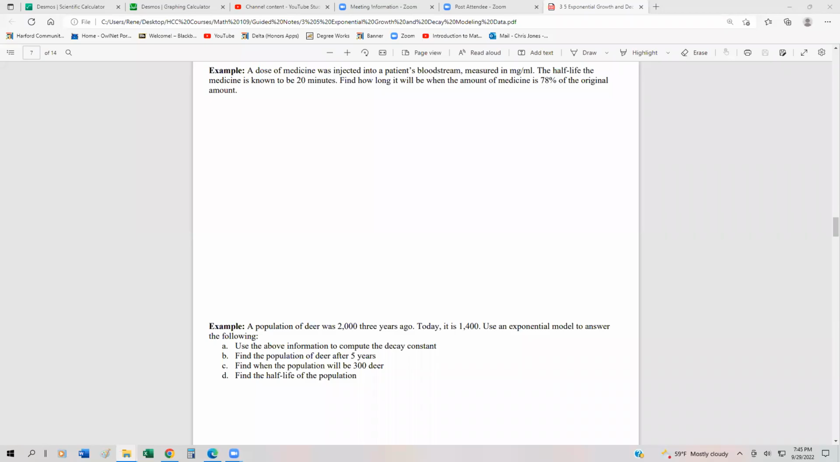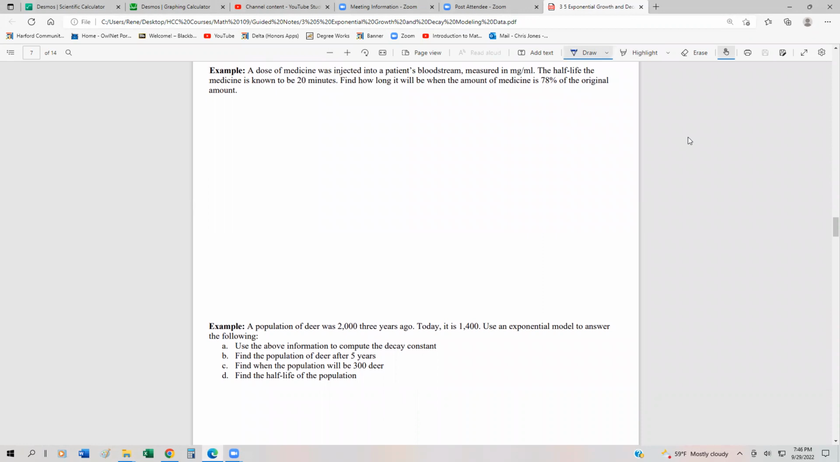A couple more examples of using half-lives and also decay modeling. We have a dose of medicine. It was injected into a patient's bloodstream, measured in milligrams per milliliter, and the half-life of the medicine is known to be 20 minutes. Find out how long it will be when the amount of medicine is 78% of the original amount. Okay, so let's go ahead and set up a model first of all for this.